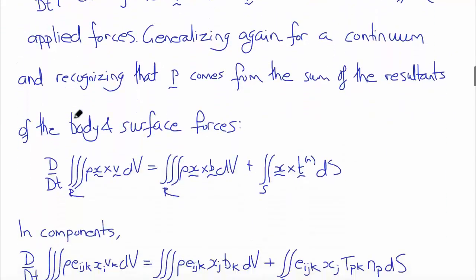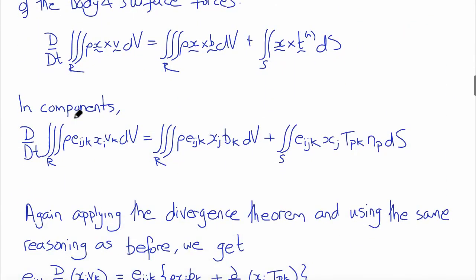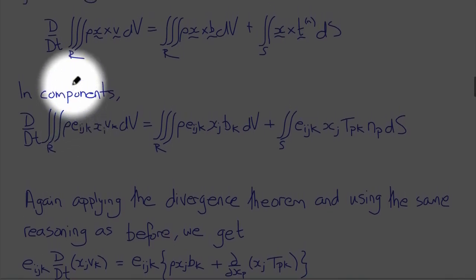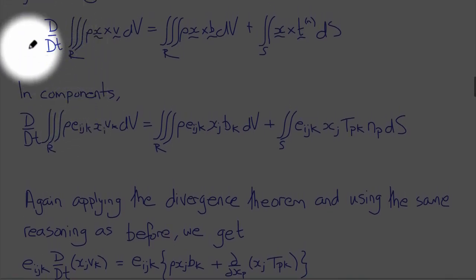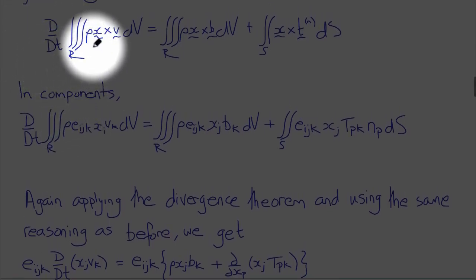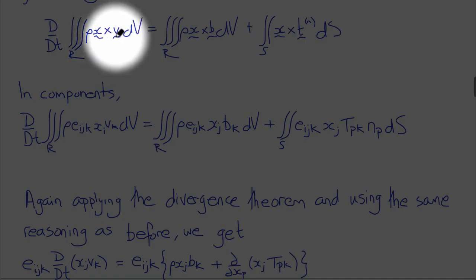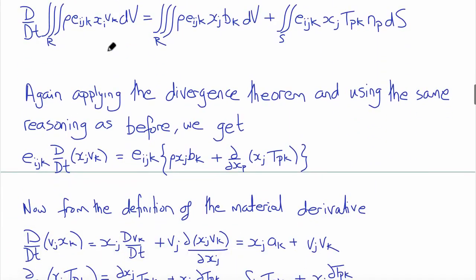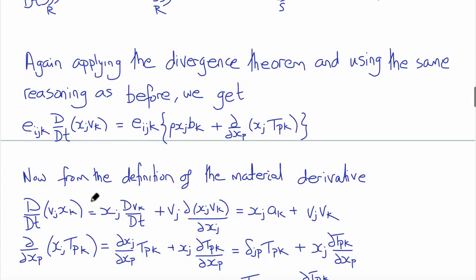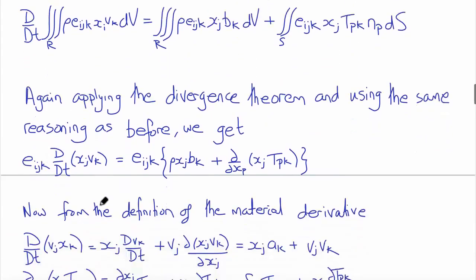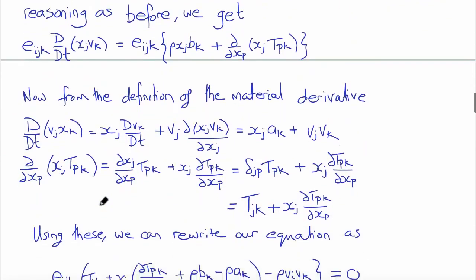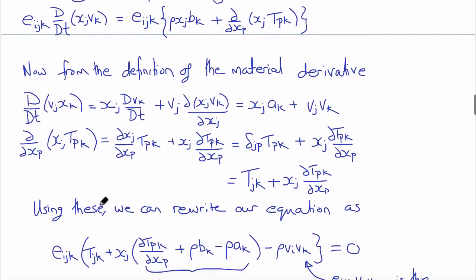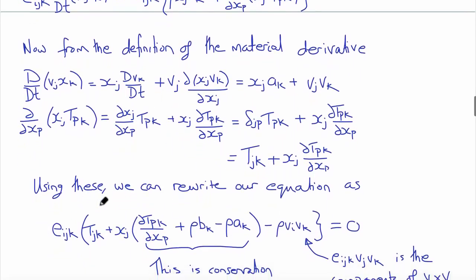And you'll see I did the same thing down here, where here we had the material time derivative of rho times x crossed with v, so another vector in this case, and again ended up putting that material time derivative inside the integral and not applying it to rho.